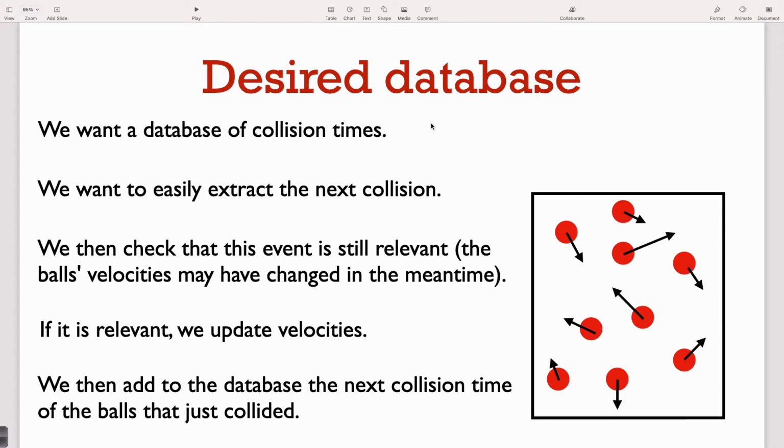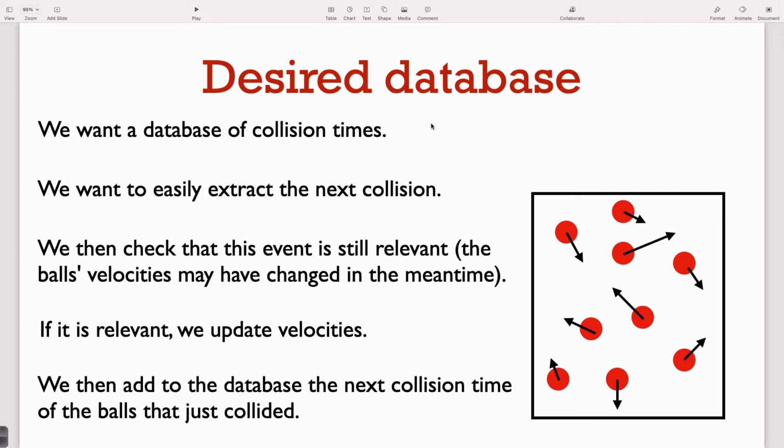And now what we want to do is get the earliest time of a collision in our database. Okay, so we want to take the minimum collision time in our database. And then we're going to check if that event is still relevant. That event may not be relevant anymore because the balls involved in the collision, their velocities may have changed in the meantime. But that's something that we can check.